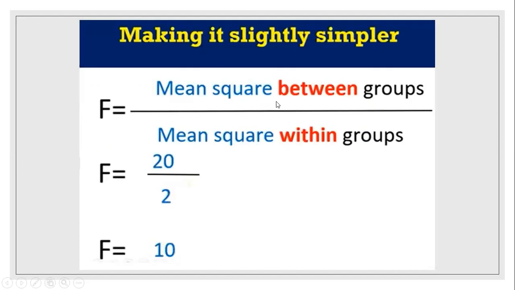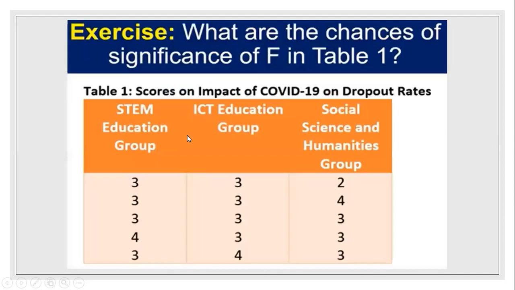If we simplify it, we can say it's the mean square between groups, and then we also find the mean square within groups. Let's assume that the mean square between groups is 20 and the mean square within groups is 2. So we are actually going to get 10, because this is what ANOVA is doing.